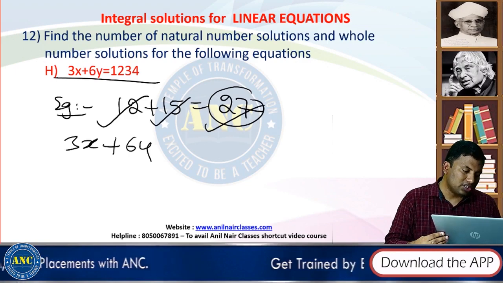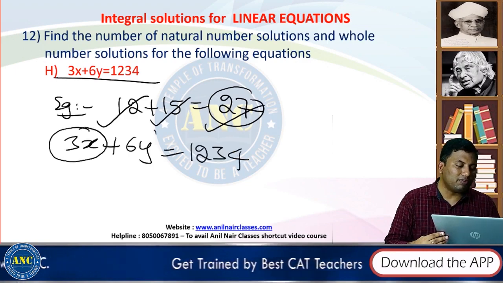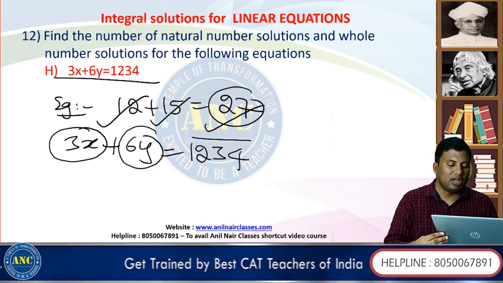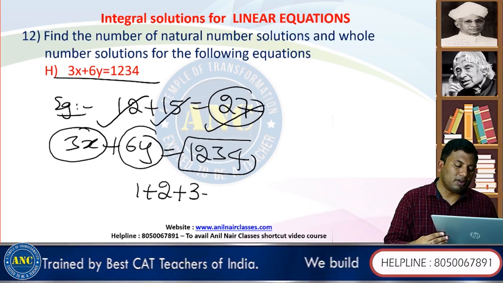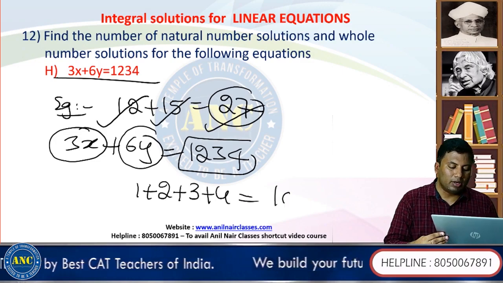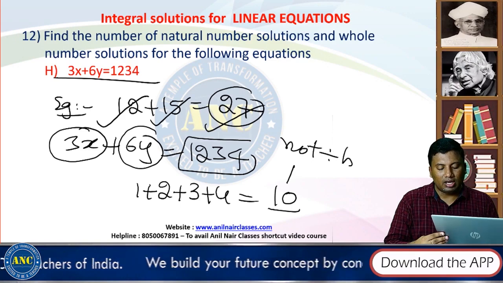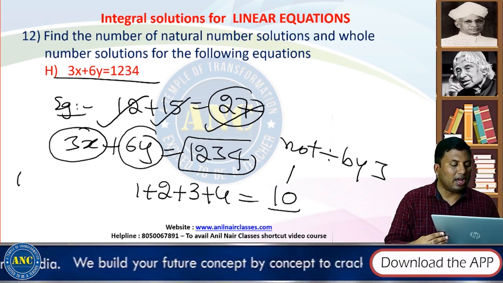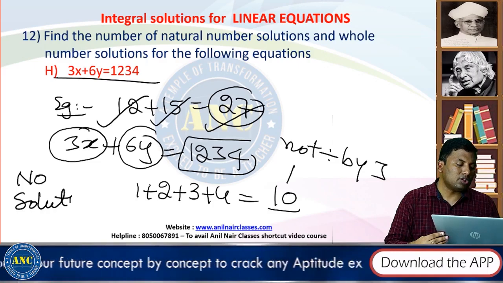3x plus 6y equivalent to 1234. 3x is a multiple of 3, 6y is a multiple of 3. The divisibility rule of 3 is that the sum of the digits should be divisible by 3. The sum of digits of 1234 is 10, which is not divisible by 3. So the answer is no solution.